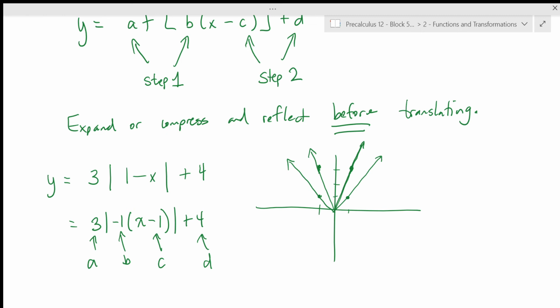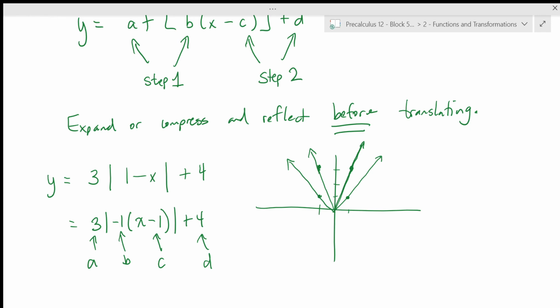It's okay if you do a first, then b. It's not going to necessarily help. But what I notice is if I try to reflect this over the y-axis, that's a horizontal reflection, it stays the same. So I don't actually have to do anything for that b, and I might as well just take it away.